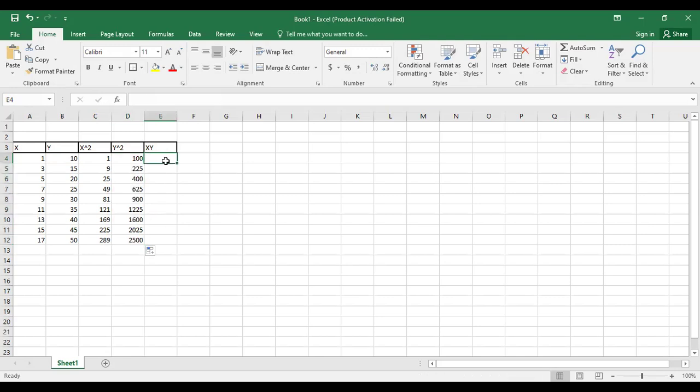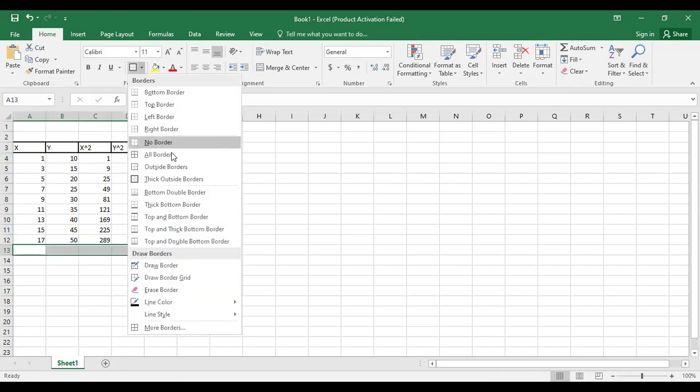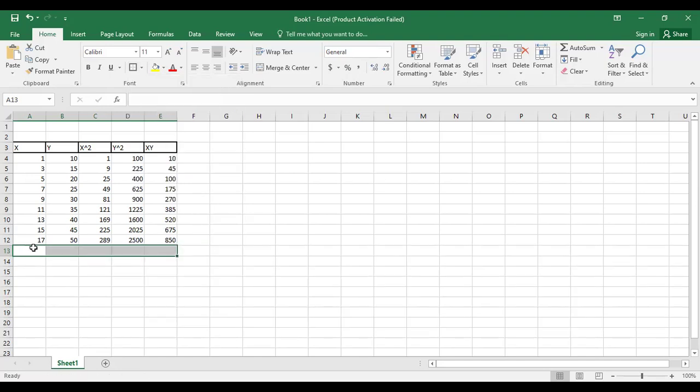Then xy, what's xy? So we multiply 1 by 10, right? And then that repeats over. So next, we need to find the total, because we're supposed to find the sum for these figures. So the total for this is equal to the sum.